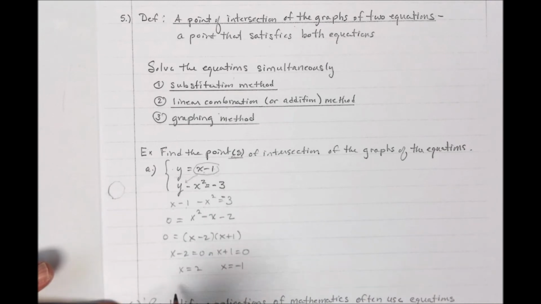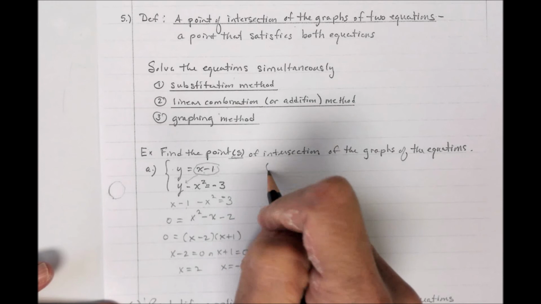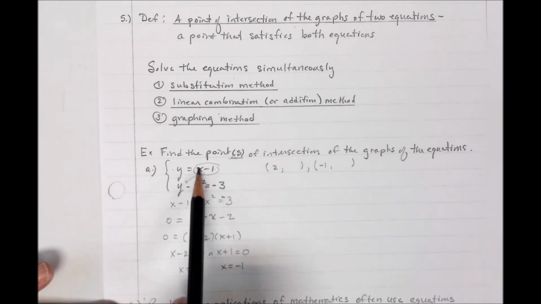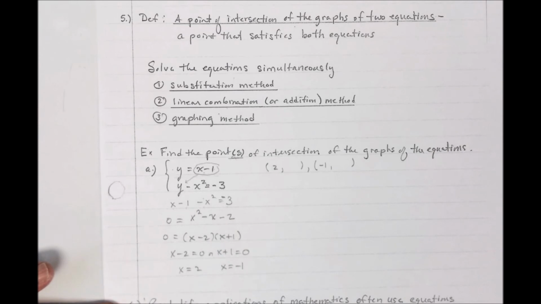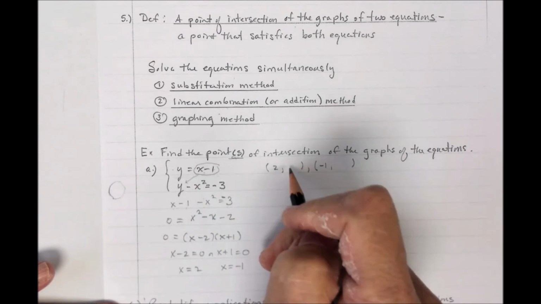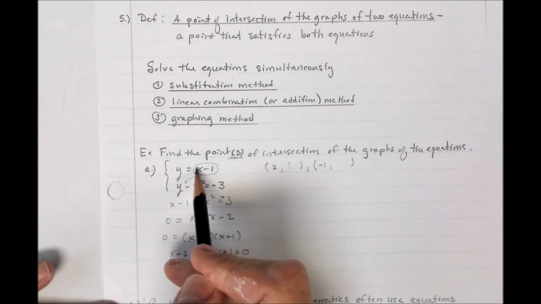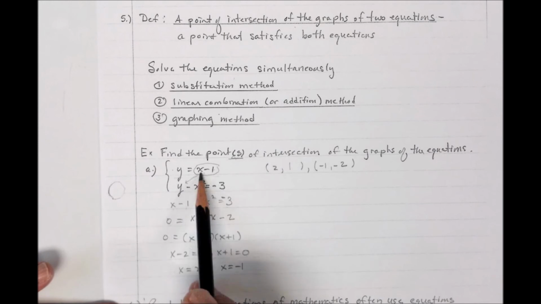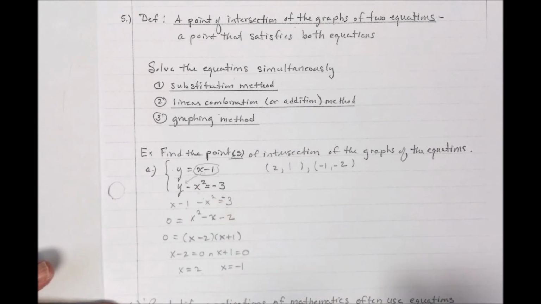To find the y values that go with them, I could plug back into either equation. I'm going to take the top one. It's simpler and it already has y isolated. Plug 2 in, I get a 1. Plug -1 in, I get a -2. Now this turns out to be a line, and this turns out to be a parabola. And as you might imagine, if you have this kind of situation, you could have 2 points of intersection.